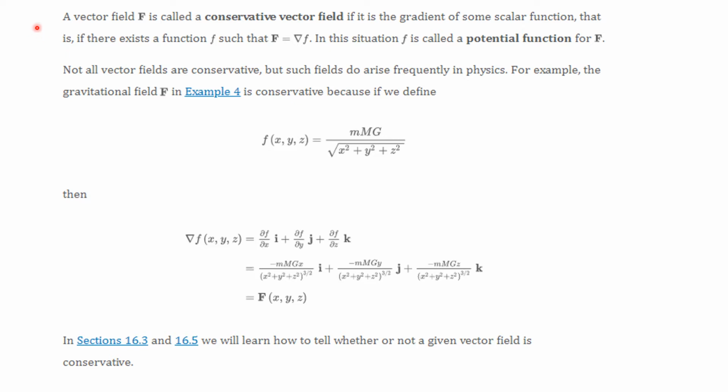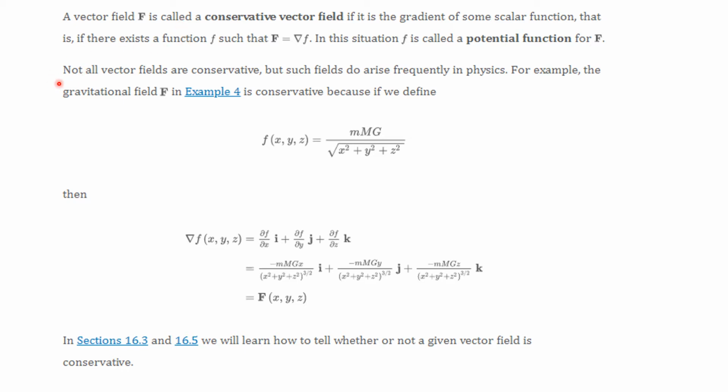A new definition. A vector field F is called a conservative vector field if it is the gradient of some scalar function. That is, there exists a lowercase f such that F, the vector field, is the gradient of lowercase f. In this situation, lowercase f is called a potential function for uppercase F. This, I know from experience, confuses some students because the roles of lowercase and uppercase f are somewhat reversed from what you did in Calc 1. So make careful note of this.